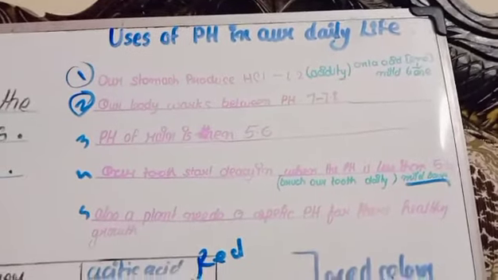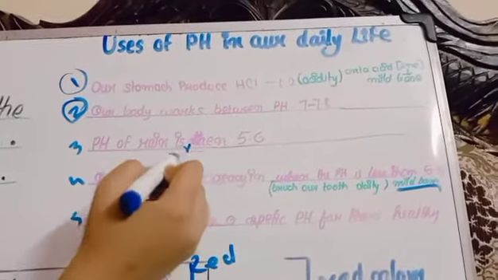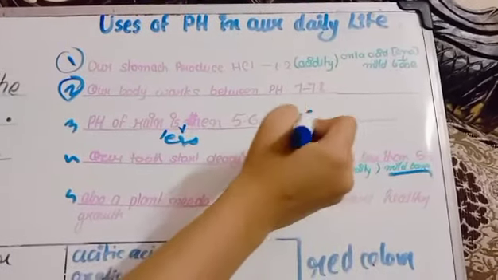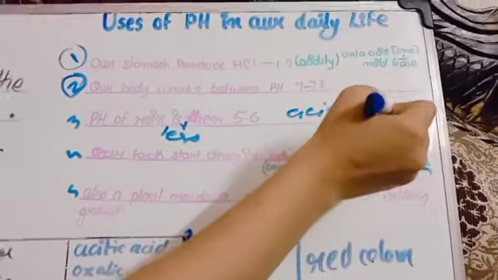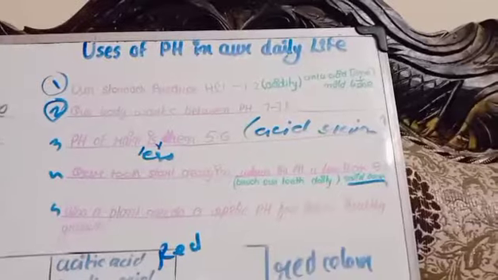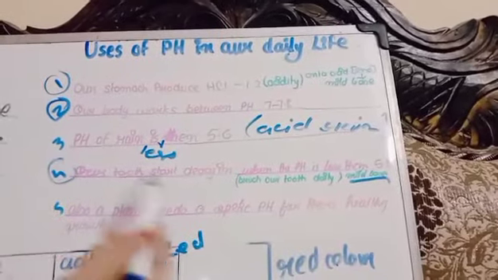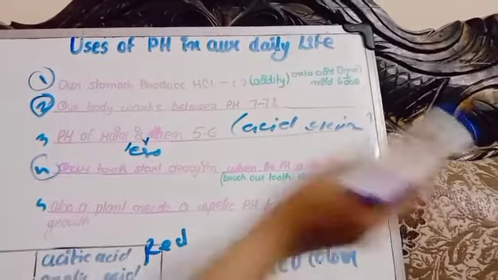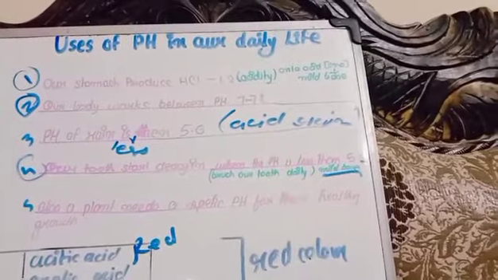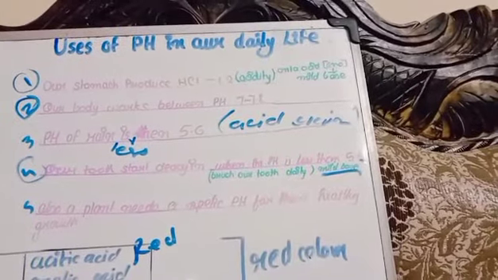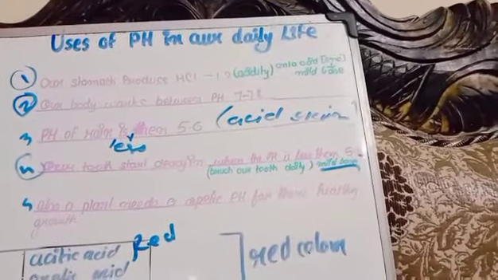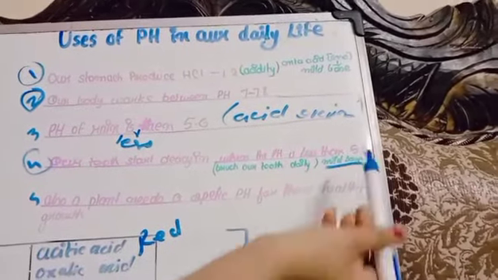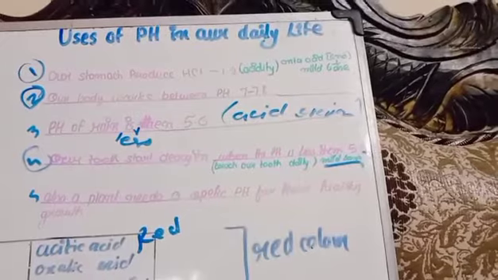If the pH of rain goes below 5.6, it is considered acid rain. Then fourth, our teeth start decaying when the pH of the mouth is less than 5.5. For its prevention, we have to brush daily in the morning and at night. And we have to use toothpaste which is a mild base, because 5.5 means the pH value is here.